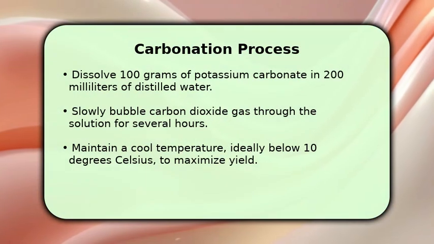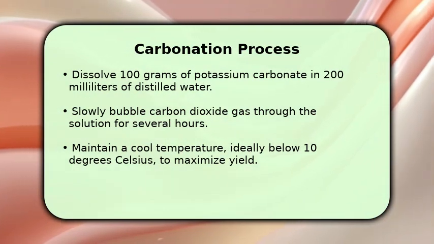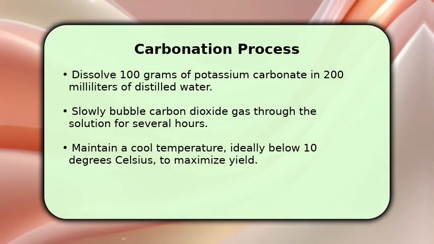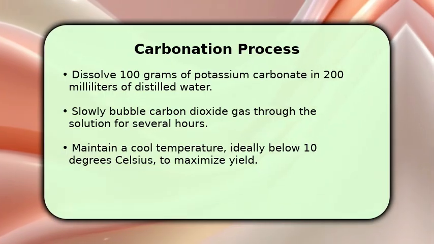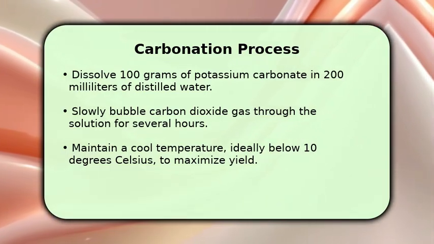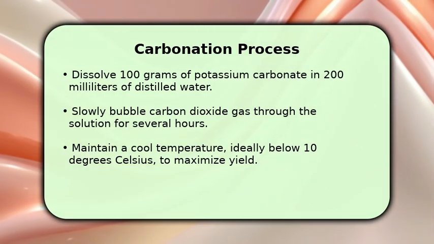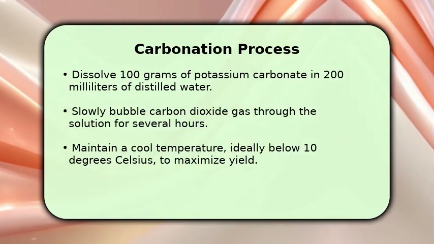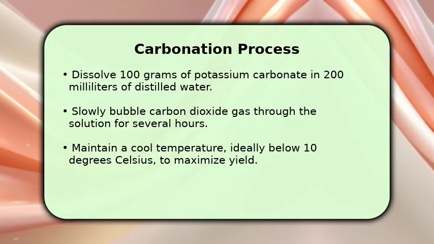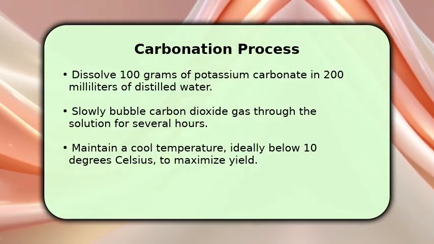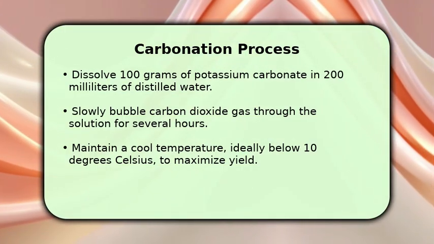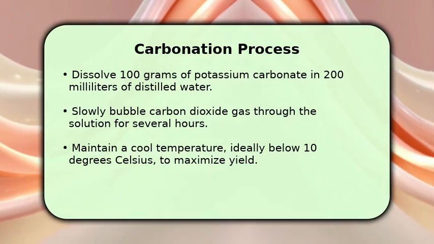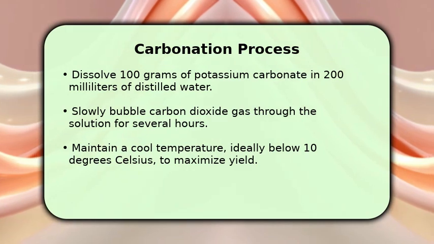To begin the carbonation, dissolve your potassium carbonate in distilled water, typically using a ratio of 1 part carbonate to 2 parts water by mass. Next, introduce carbon dioxide gas into this solution. You can bubble the gas through using a tube, ensuring good contact with the liquid. As the reaction proceeds, potassium bicarbonate will start to precipitate out of the solution, indicating the conversion is underway.